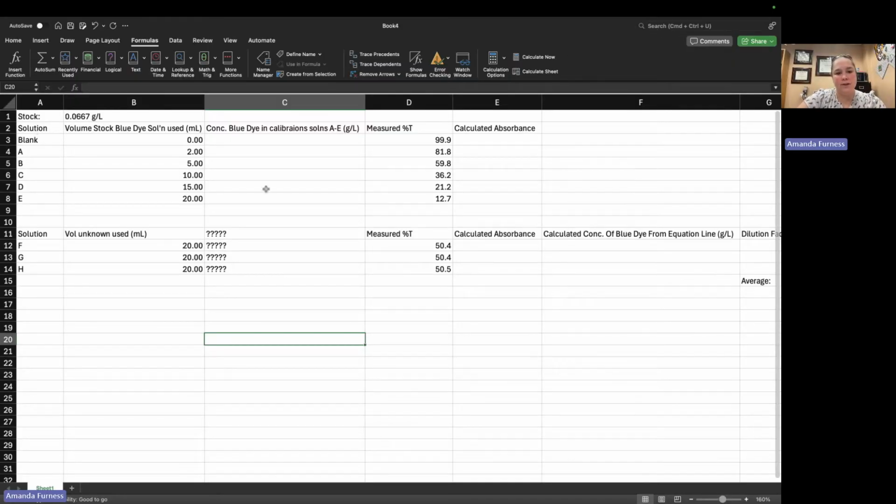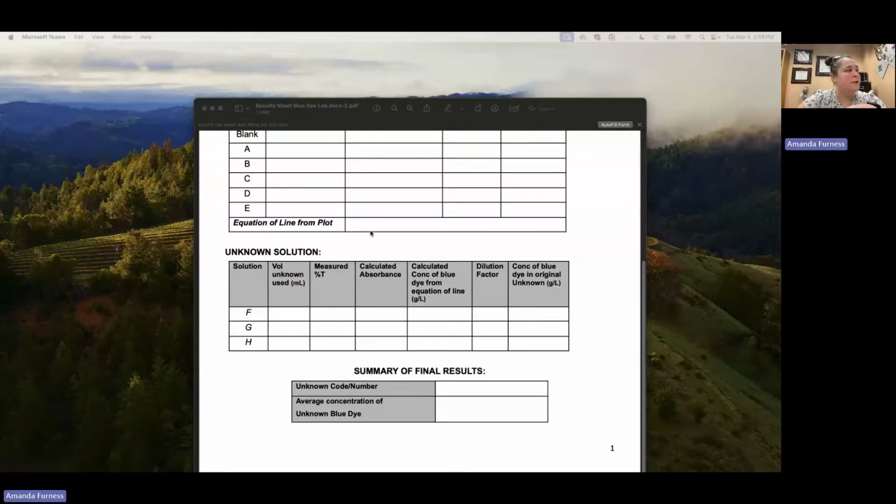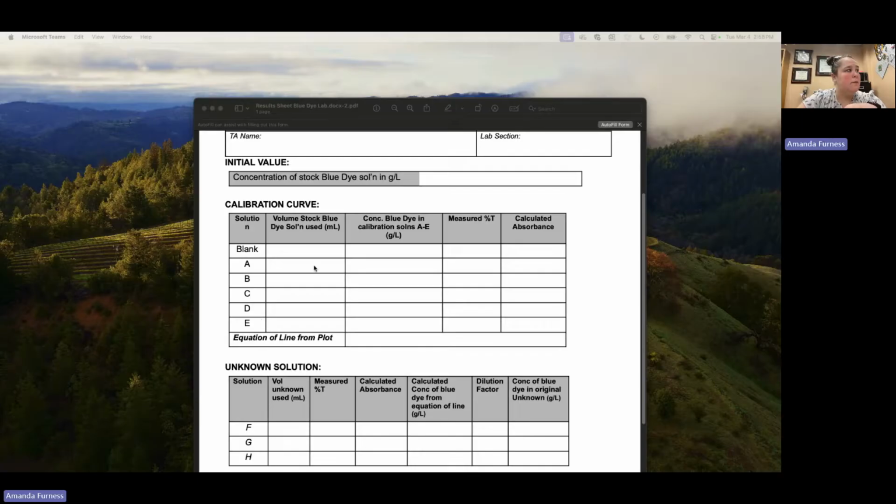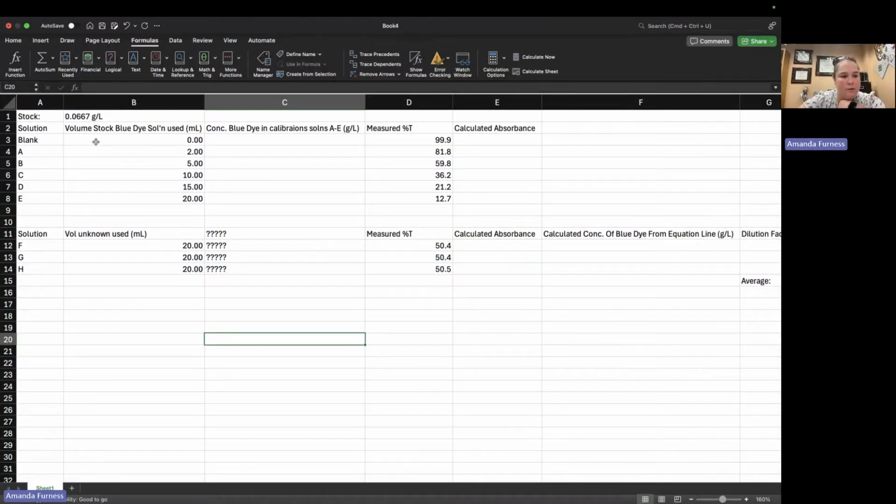This is the stock that I'll be assuming. This should look very similar to the Blue Dye Lab results worksheet that you're expected to turn in, where I have the columns listed across: the solution name, volume of the stock blue dye solution used, which was the amount of blue dye that you added to your volumetric flasks, and the concentration of the blue dye in the calibration solutions. This is something we'll have to calculate, which is why I have it blank right now.